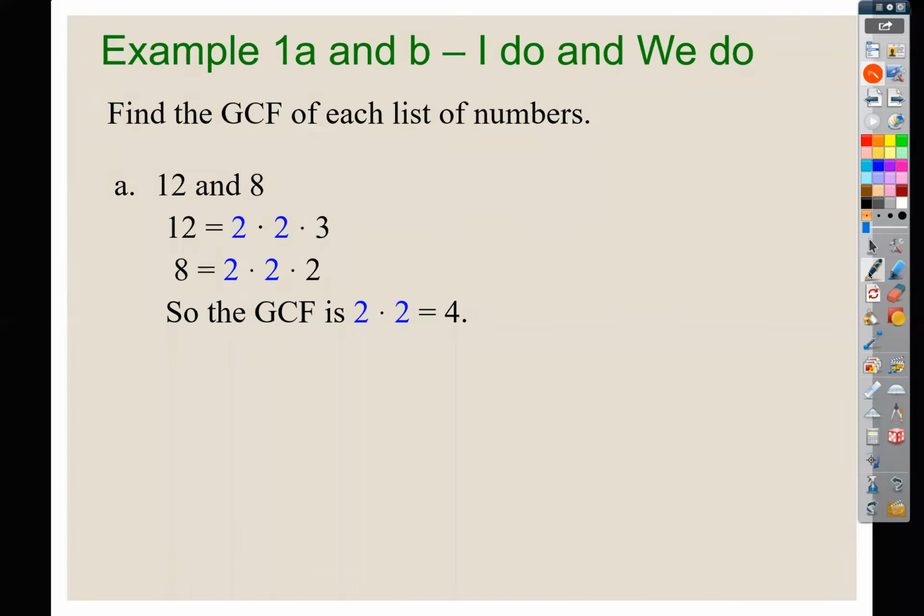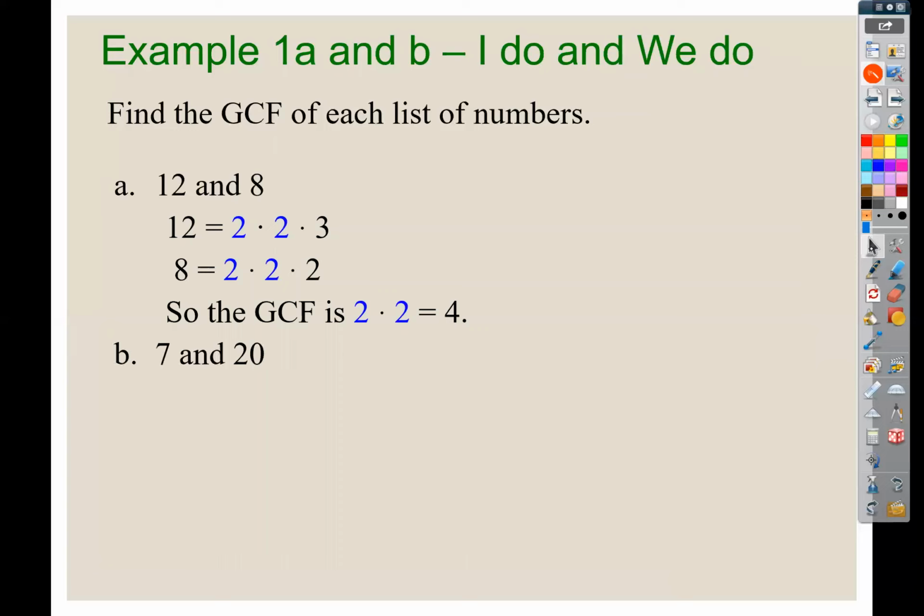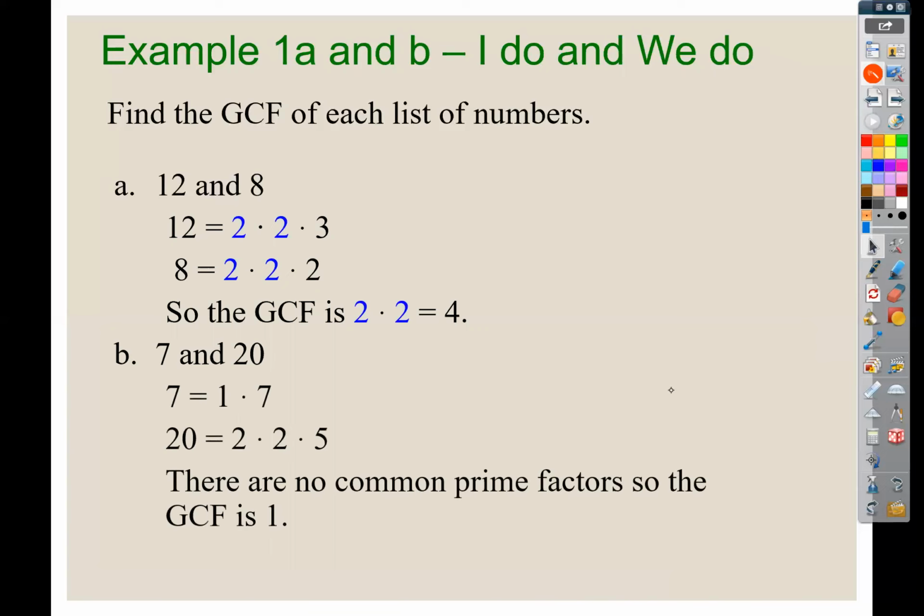Now, in algebra, I feel like most of y'all can go, what is the biggest number that goes into both of those? 4, and get it like that. That's what I usually say. So out of 7 and 20, do those have any common factors? No. So the greatest common factor is 1 because they don't have anything else in common.